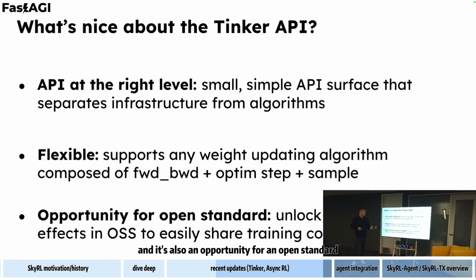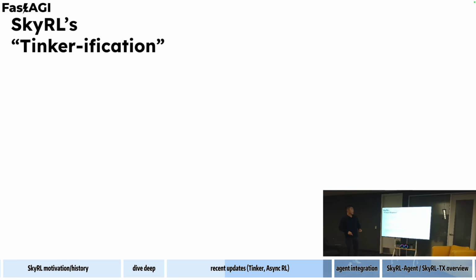And it's also an opportunity for an open standard, such that we can unlock a network effect in open source to easily share training code. What we mean by this is, for instance, imagine a research team used the Tinker product to do their research, and now I have my own GPUs and I want to reproduce that. It's not a trivial task, but if the RL frameworks are compatible with the Tinker API, you can use the same script that was used with the Tinker product on your own GPUs, say, on any other cloud provider.